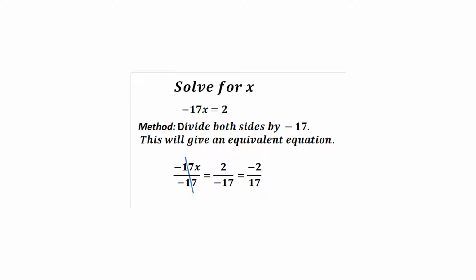In this equation, we have negative 17x is equal to 2. Same method. Divide both sides by negative 17. So, negative 17x over negative 17, that's x. Equals 2 over negative 17. Do not leave negatives in the denominator of fractions. Move the negative up. So our final answer is x is equal to negative 2 over 17.